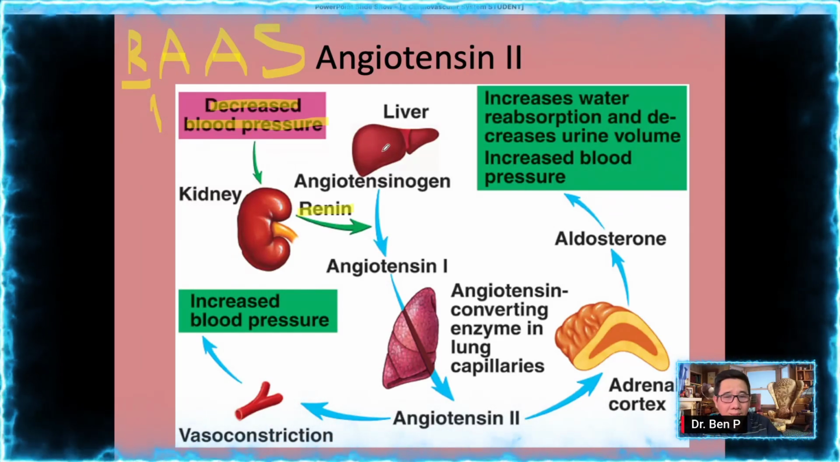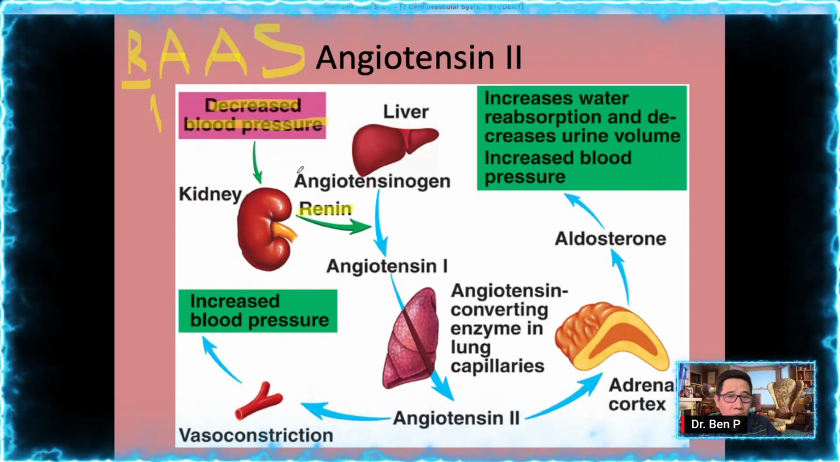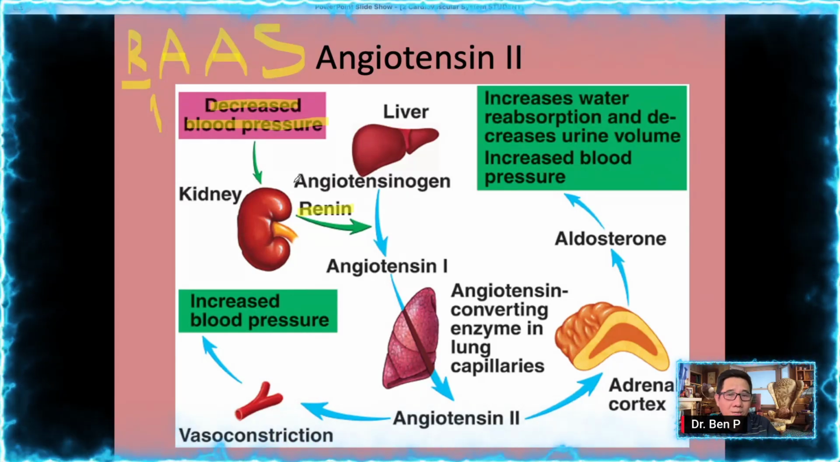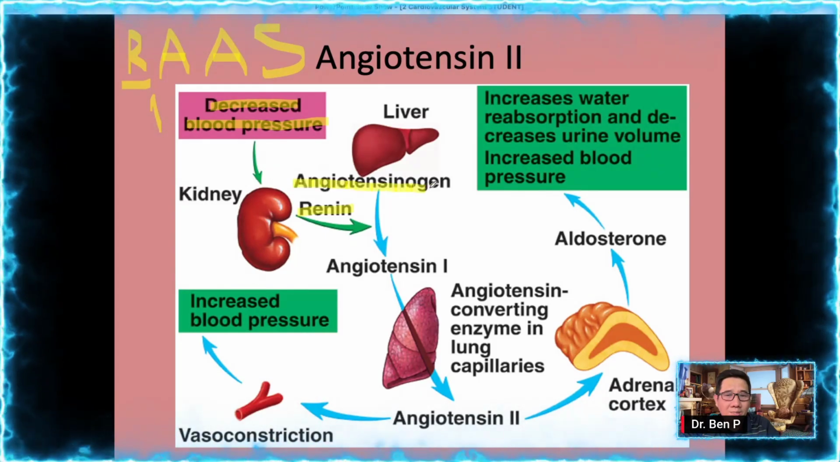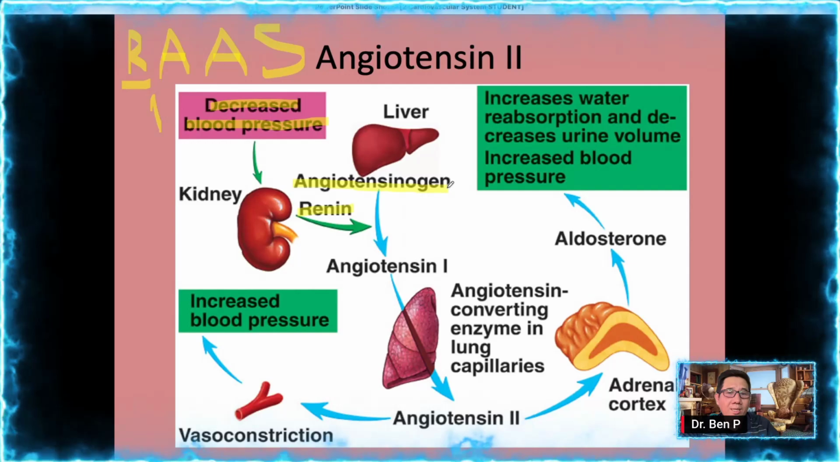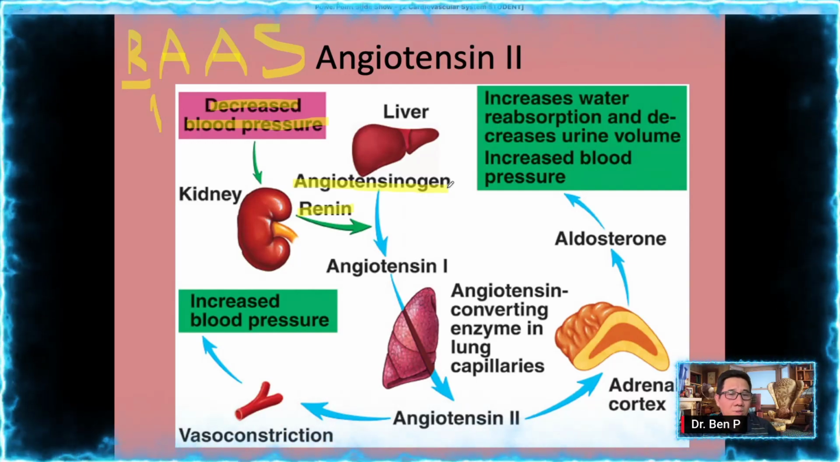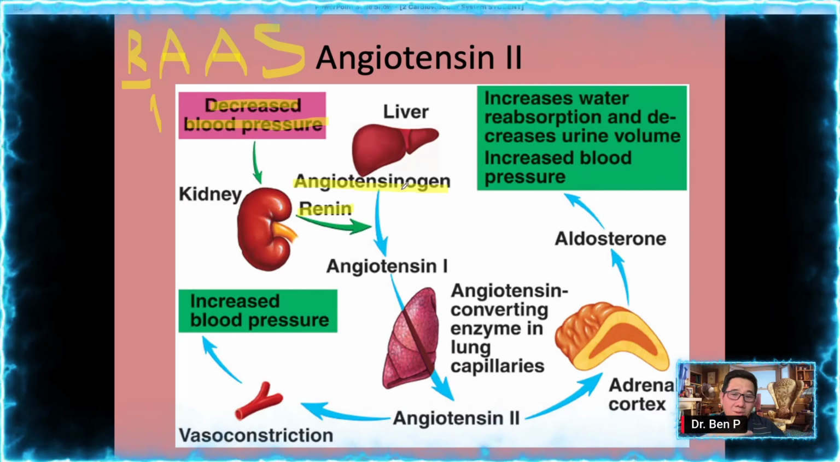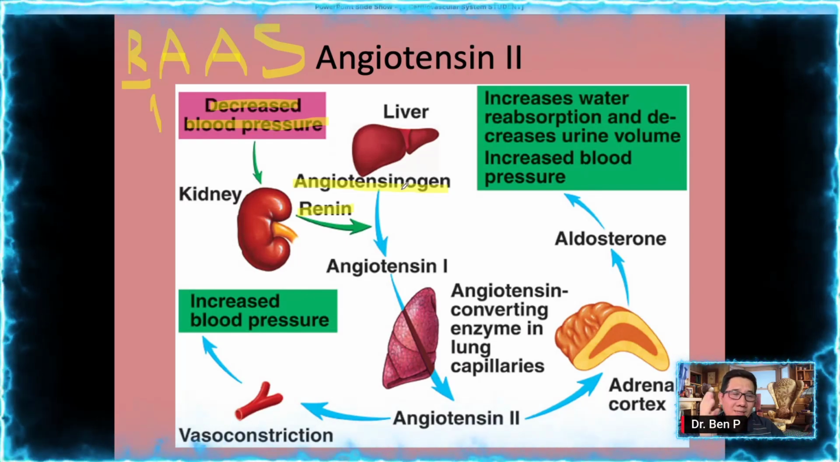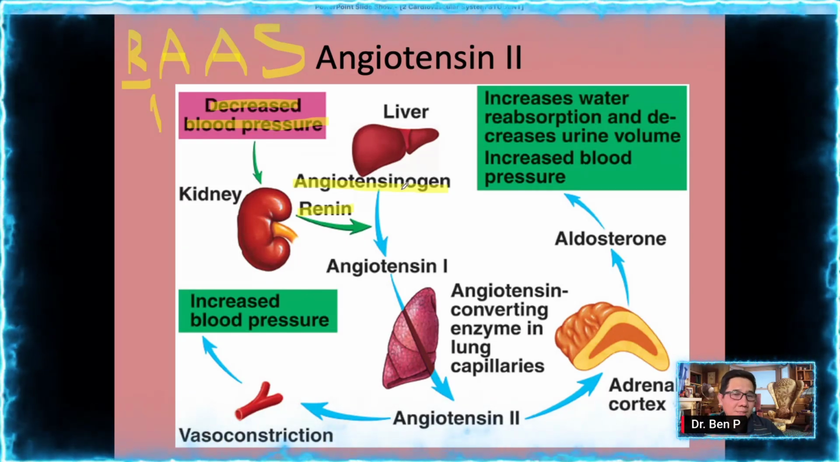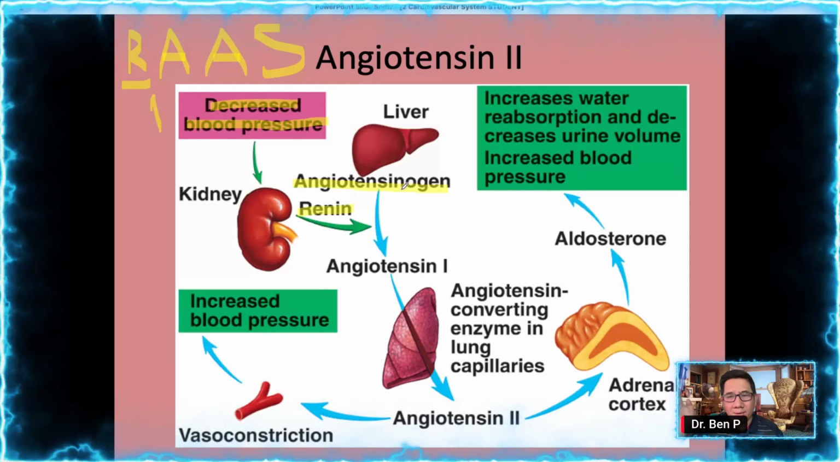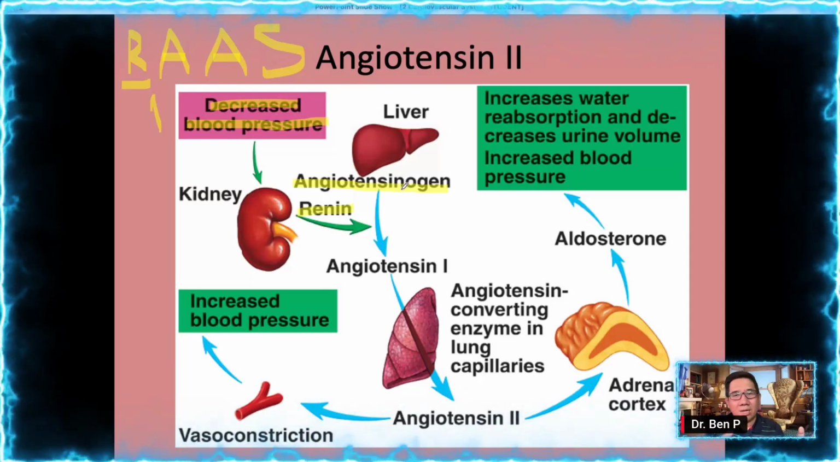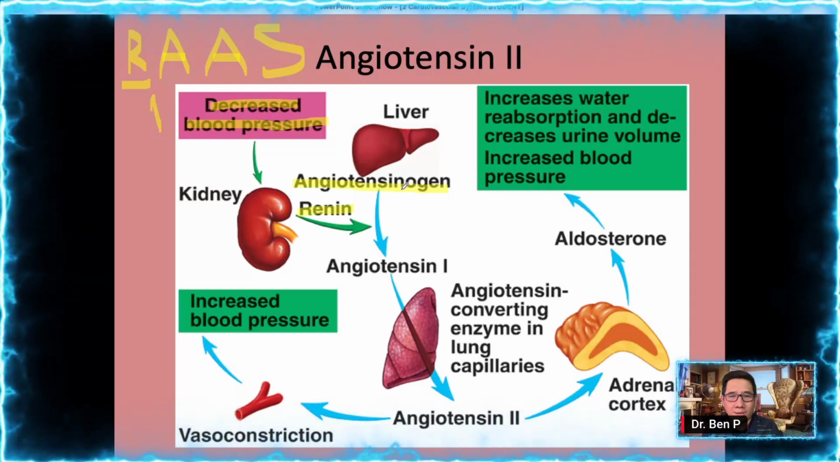Your liver normally always produces a hormone called angiotensinogen. By itself, it doesn't do anything. By itself, it's just floating around in your blood vessels aimlessly, just kind of wandering around. That's angiotensinogen, just wandering around.